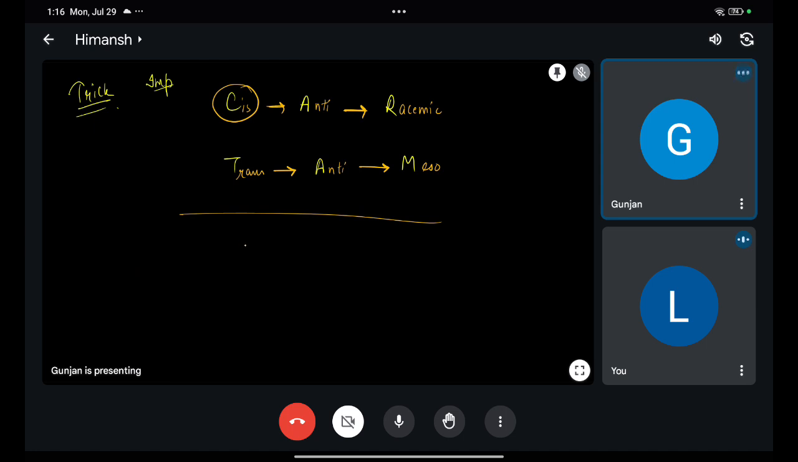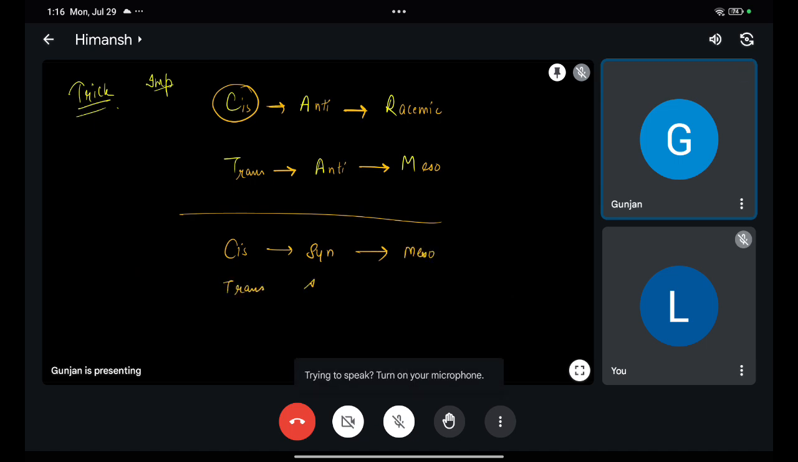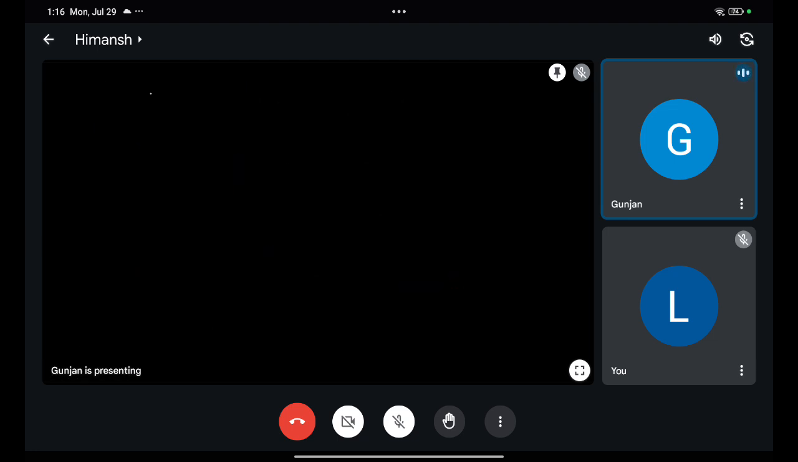For this, if syn addition happens, I will explain how we have to apply this. Meso product is formed, and for trans syn addition it forms racemic, the opposite. Let's discuss how it is happening. Let's say I have an alkene over here. Tell me whether it is cis or trans.